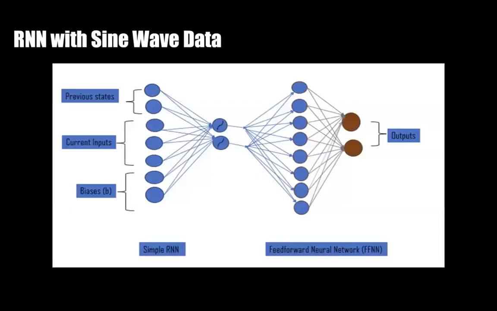Now we are going ahead with part 2, which is RNN with sine wave data. Here we can see the previous states, current inputs, and biases, which form a simple RNN structure, passed to the sine wave generator. Then the information is passed to the feed forward neural network layer, which processes the outputs.